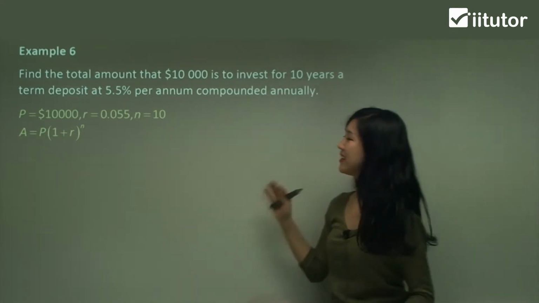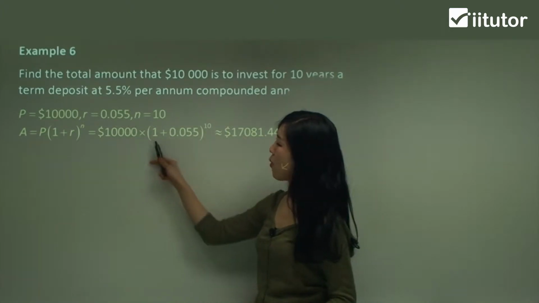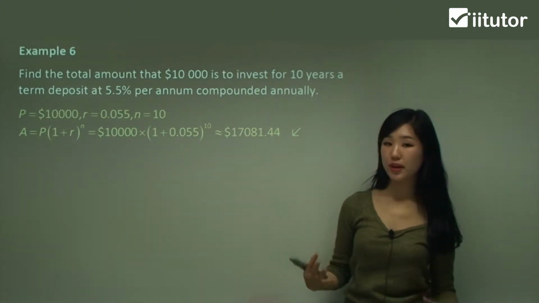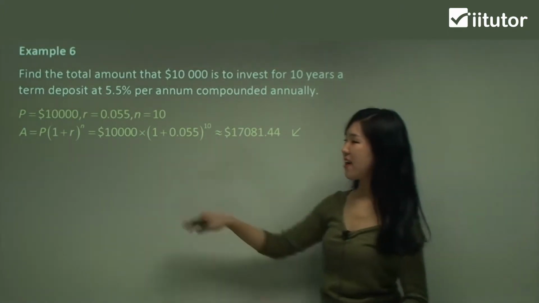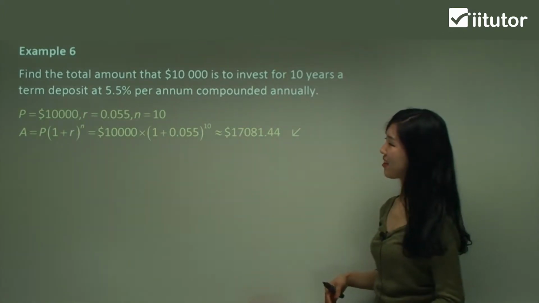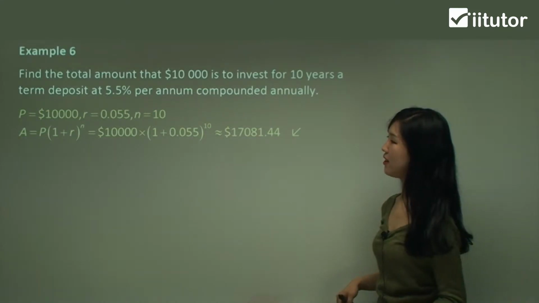It's getting longer, so let's put it in. P is this, 1 plus R to the power of 10. Put it into your calculator. This is what you should get. Okay, so as long as you memorize the formula, it's just a matter of you using the calculator. So it's not too bad. Have a look. Let's move on.